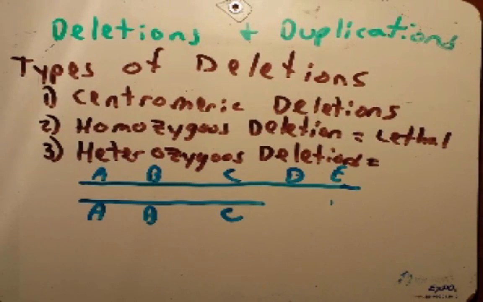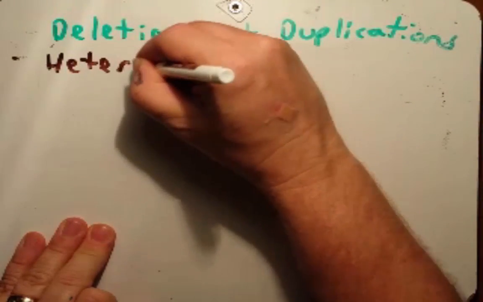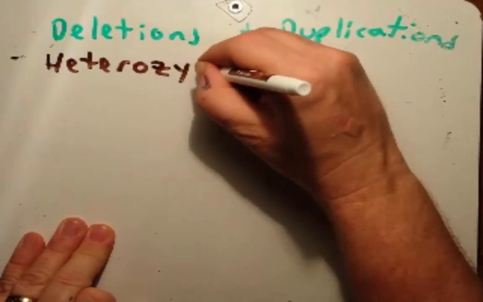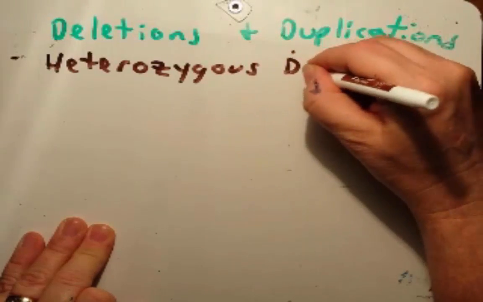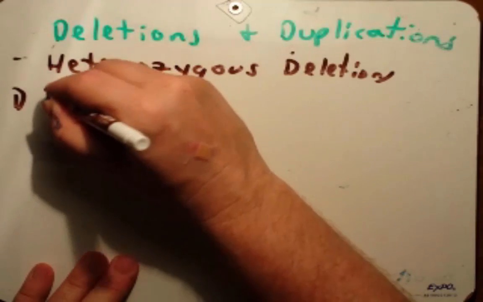And I'm going to need more room, so I'm going to erase this and start with a new board. So, heterozygous deletions. Why do they matter? Why are they problematic? Okay, the first one we're going to call pseudo-dominance.